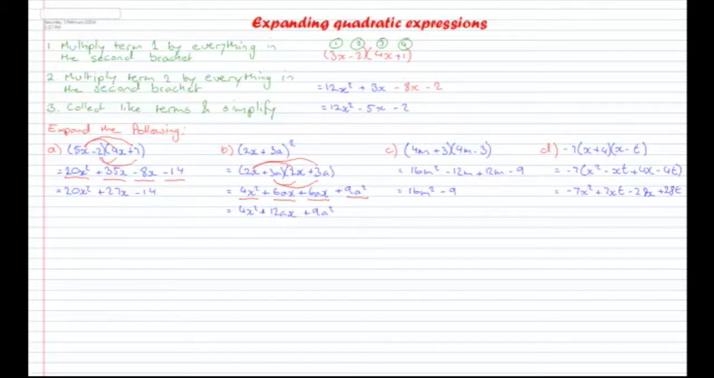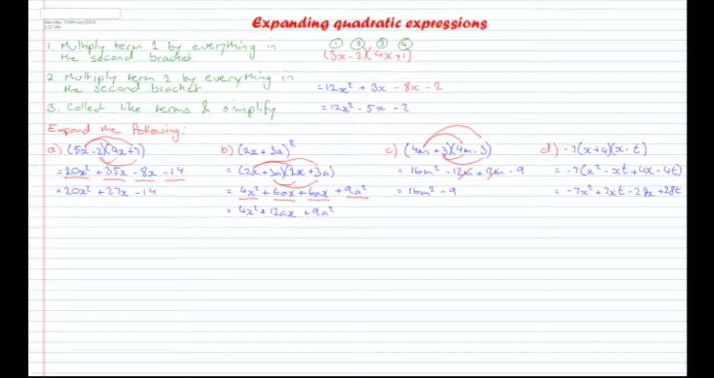Going to part C now, multiplying the first two terms gets you 4m times 4m is 16m squared. 4m times negative 3 is negative 12m. 3 times 4m is 12m. And 3 times negative 3 is negative 9. These negative 12m and the positive 12m, of course, will cancel out, leaving us with 16m squared minus 9.